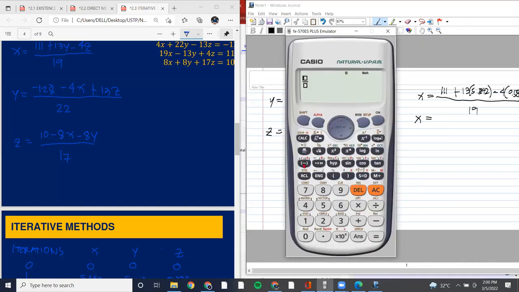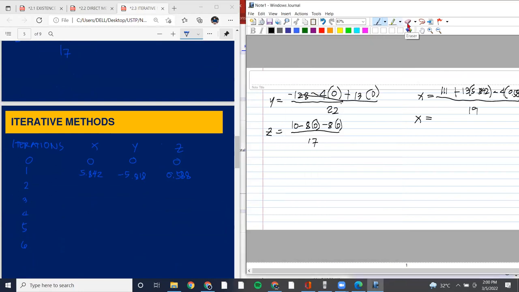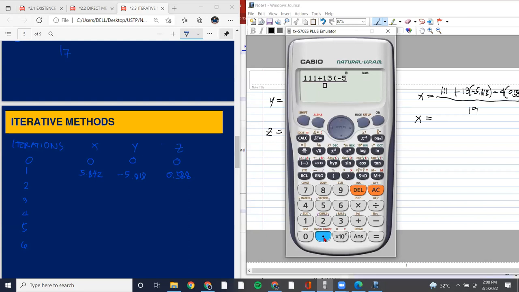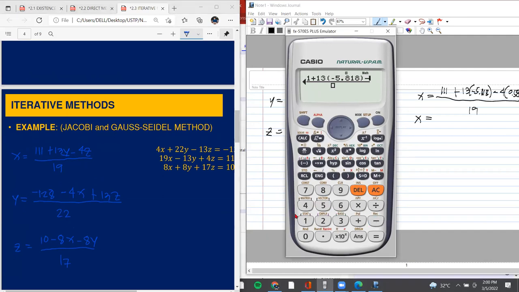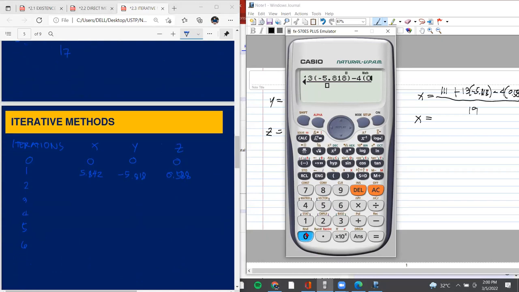Here you have 111 plus 13 times y. This is not 5.842, since this is y. Kanasya is negative 5.818. Okay, y man siya sa ating equation. This one, y. And the z, minus 4 times value ni z, 0.588 over 19. So for the second iteration, the value of x is 1.7378.